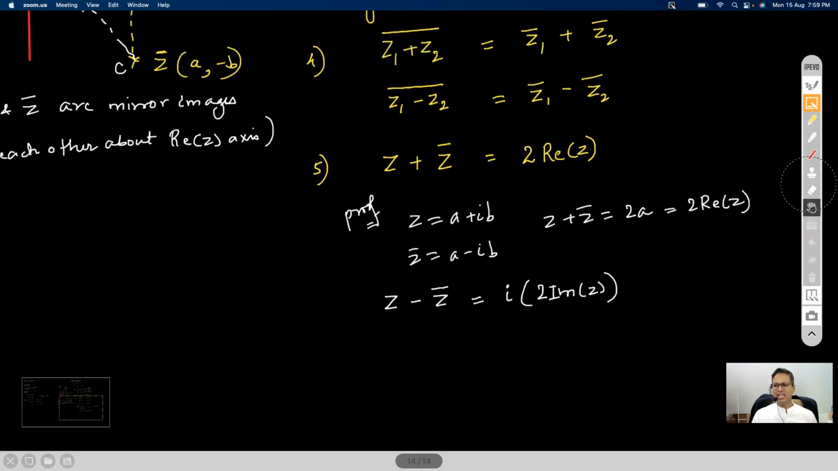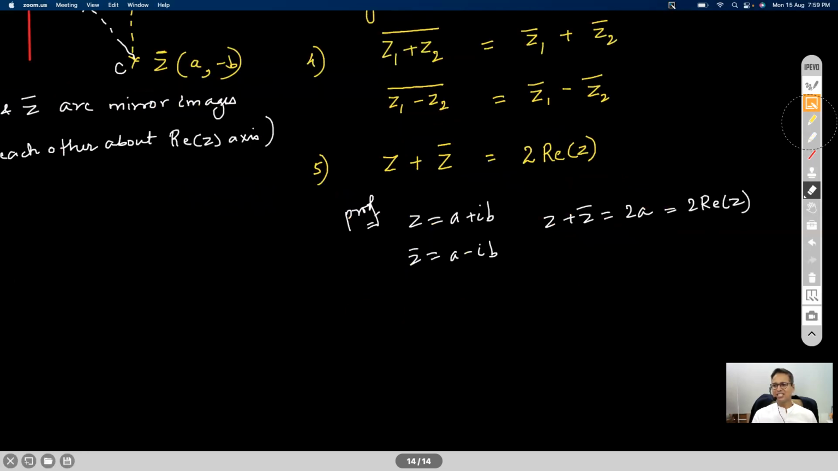Oh, I should have written it in yellow. Sorry, else you'll get confused between the proof and the result. Yeah, I'll write it down again, not an issue. Any questions here?